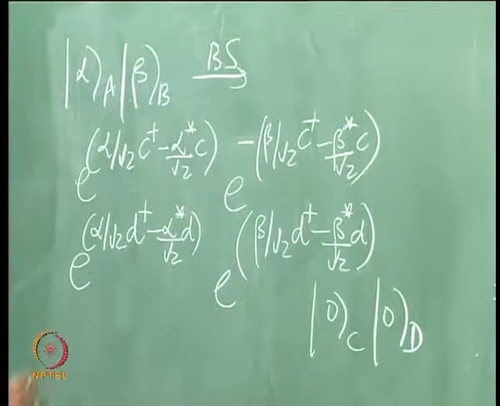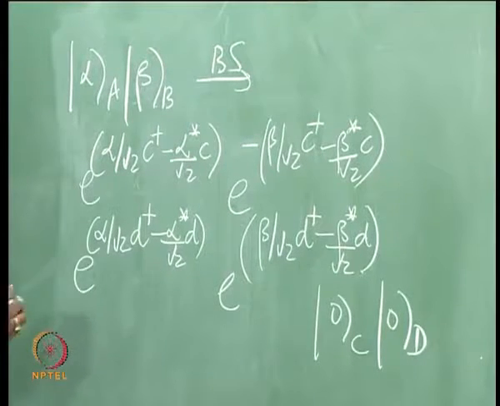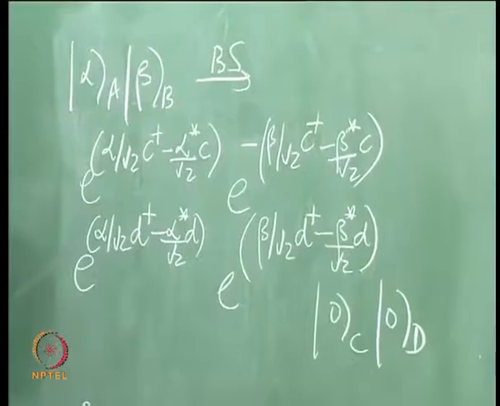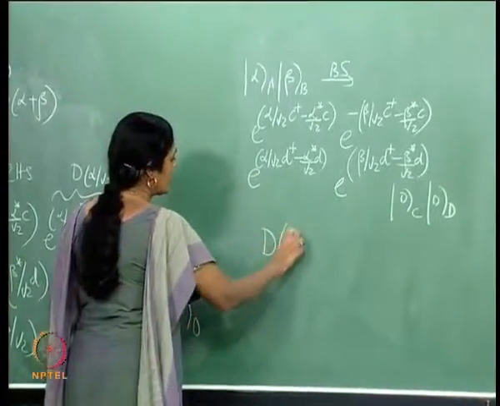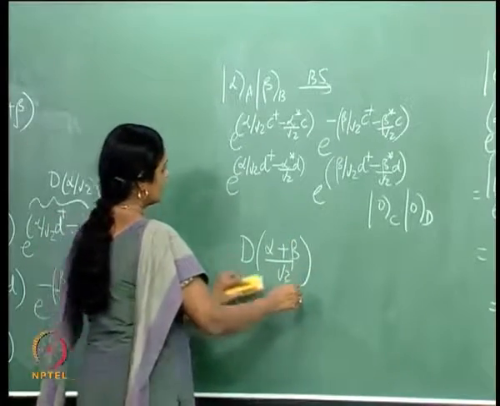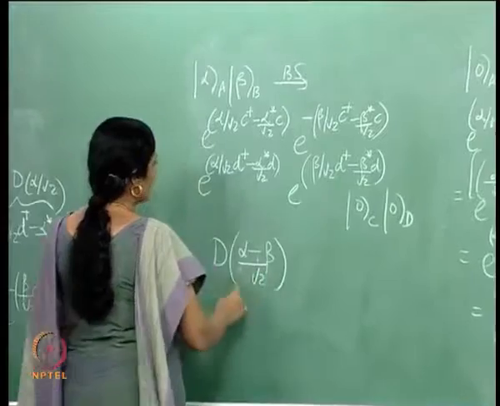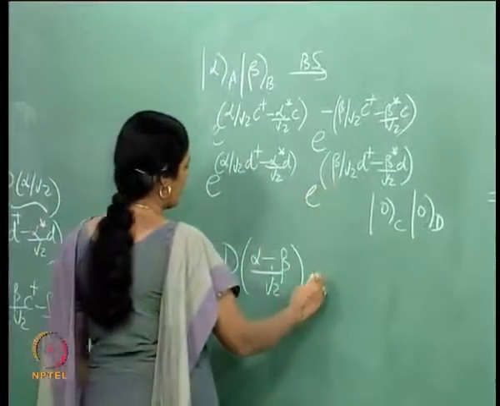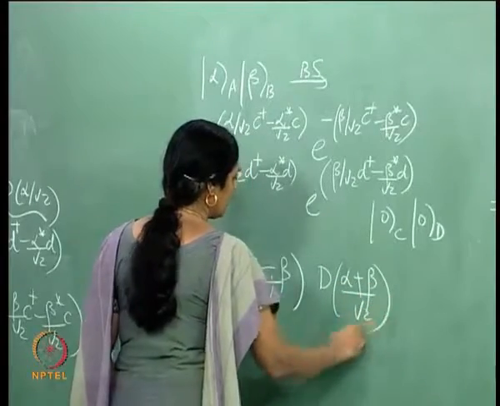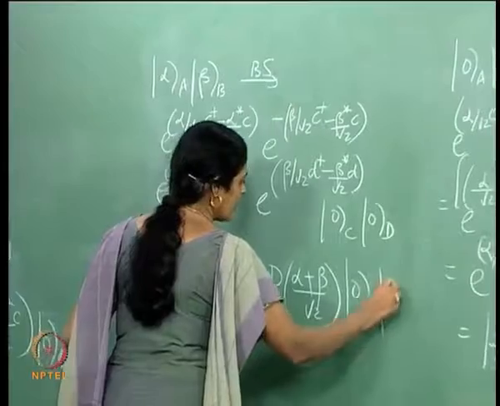I can now combine things and see very easily that this is to be written as d of alpha plus beta by root 2. The first term is alpha minus beta by root 2. Then there is an alpha plus beta by root 2. Zero c 0 d.